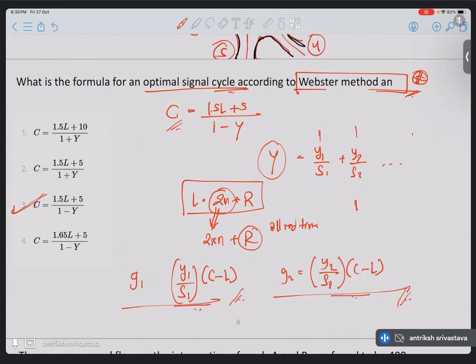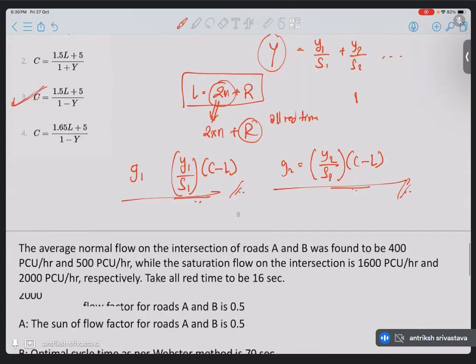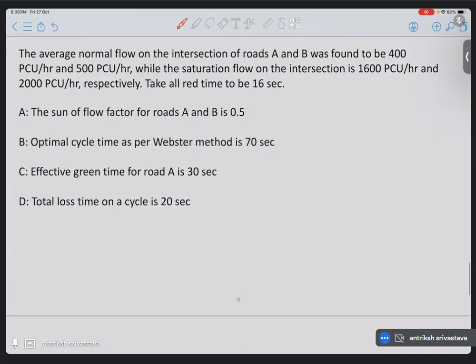Okay, now let's look at a question related to Webster method, just to solidify this concept that we have seen just now. So this is a question. The average normal flow on the intersection of road A and B was found to be 400 PCU per hour, 500 PCU per hour, while the saturation flow on the intersection is 1600 PCU per hour and 2000 PCU per hour, respectively. Take the all red time to be 16 and then identify which of these statements is correct.